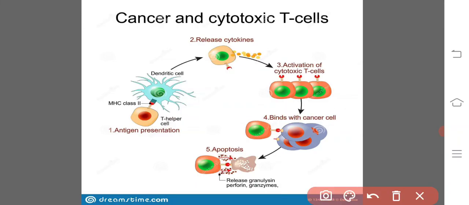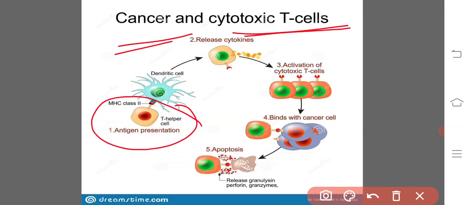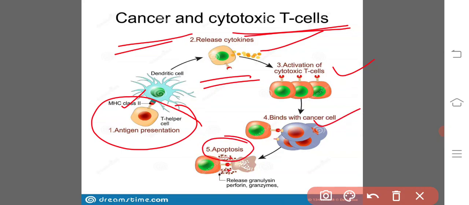And there is interaction of the cytotoxic T lymphocytes with the cancerous cells. Antigen presentation is done by the APC through the MHC class II molecules. These activated T lymphocytes release cytokines. These cytokines activate the population of the cytotoxic T lymphocytes. They bind with the cancer cell and kill the cancer cell by programmed cell death, that is, apoptosis.